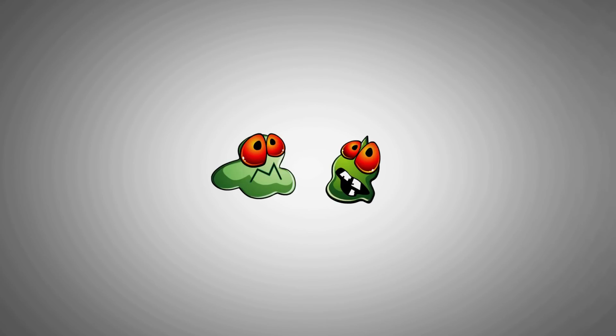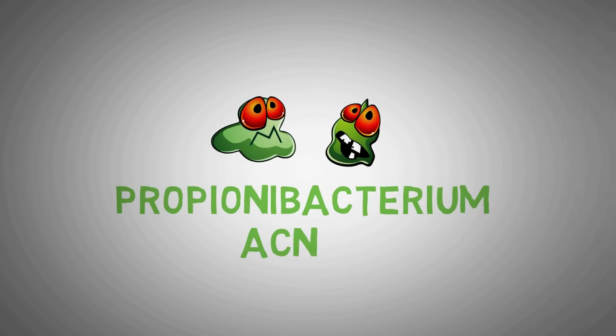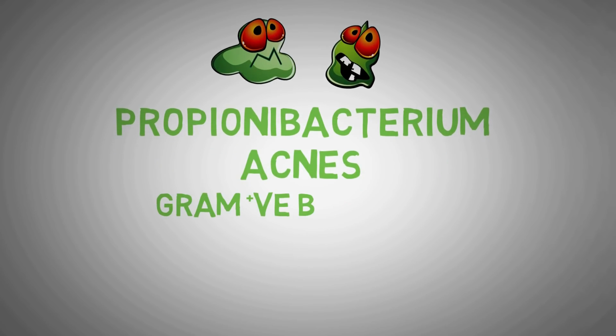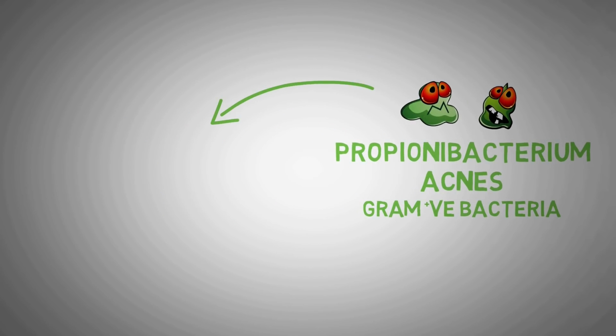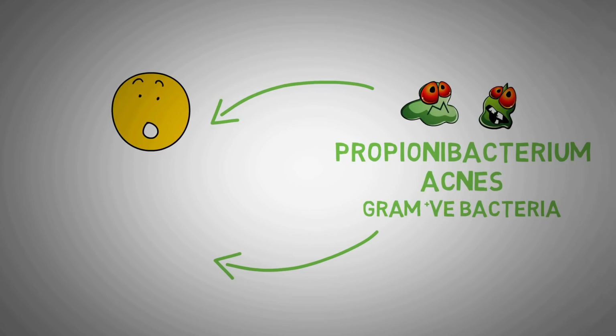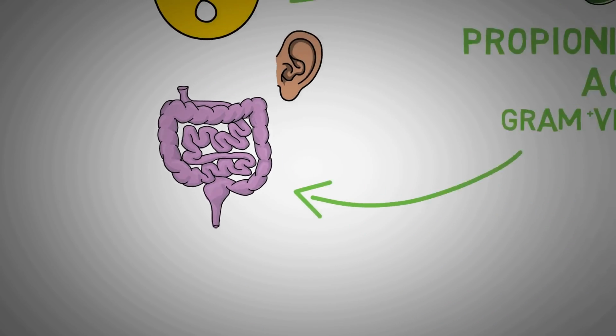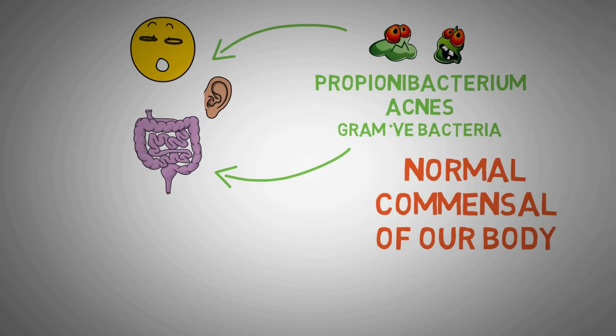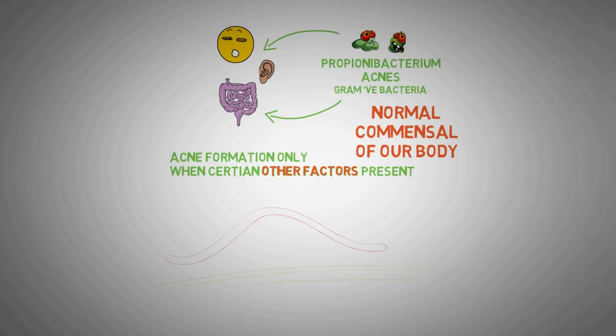The most common bacteria involved in acne is Propionibacterium acnes, which is a gram-positive bacteria present on human skin as a part of normal flora, as well as in the oral cavity, large intestine, conjunctiva, and external ear canal. This means that this bacteria is normal on our skin, and only in conditions where acne formation is favored does this bacteria colonize and cause inflammation.